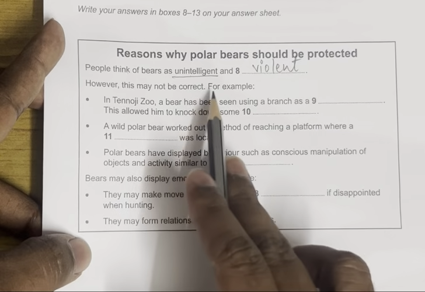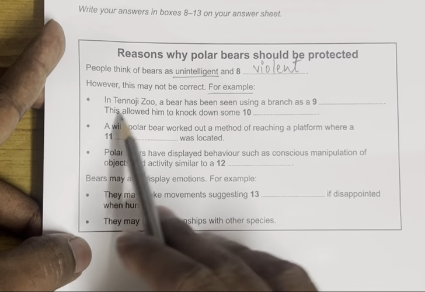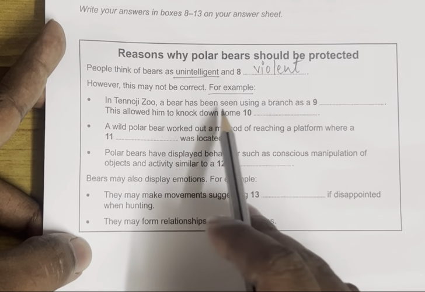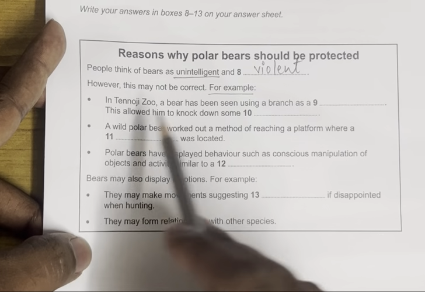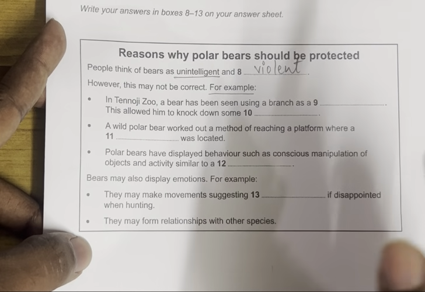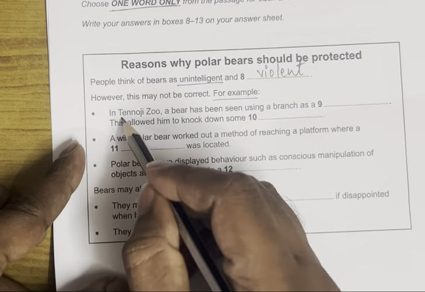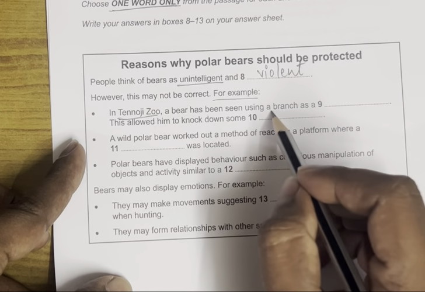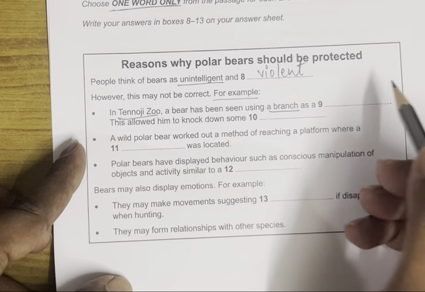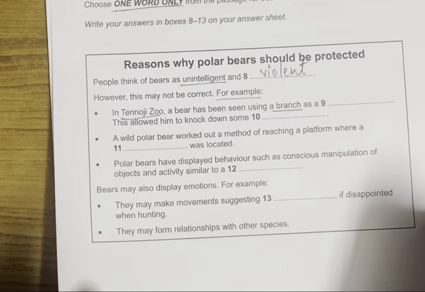However, this may not be correct. For example, in Tennoji Zoo, a bear was seen using a branch as a dash. This allowed him to knock down some dash. Okay, so we have to look at, this is the keyword, Tennoji Zoo. A bear was using a branch, a tree branch, as a dash, something it is using. So let's find out.